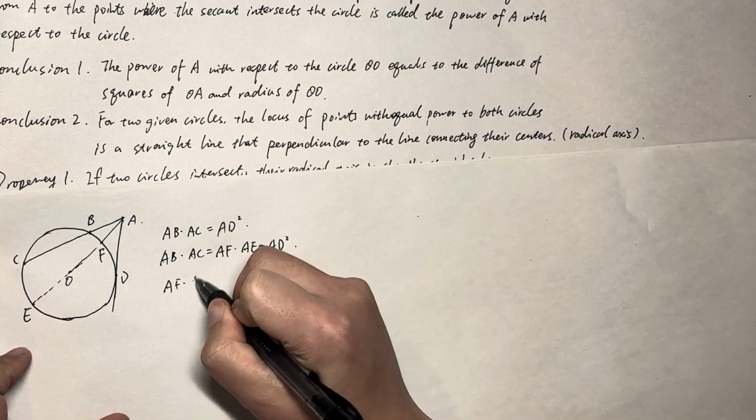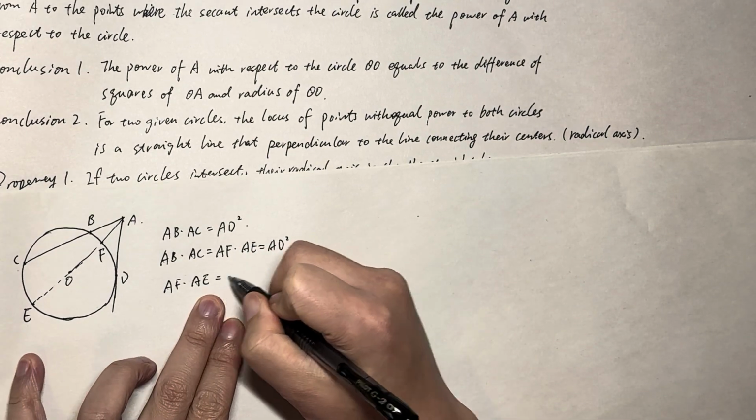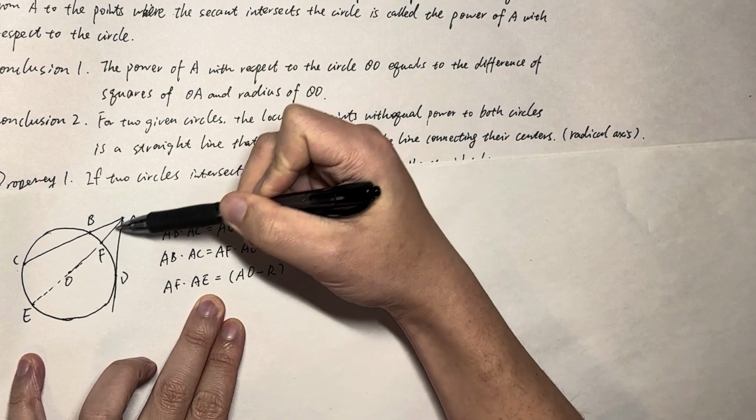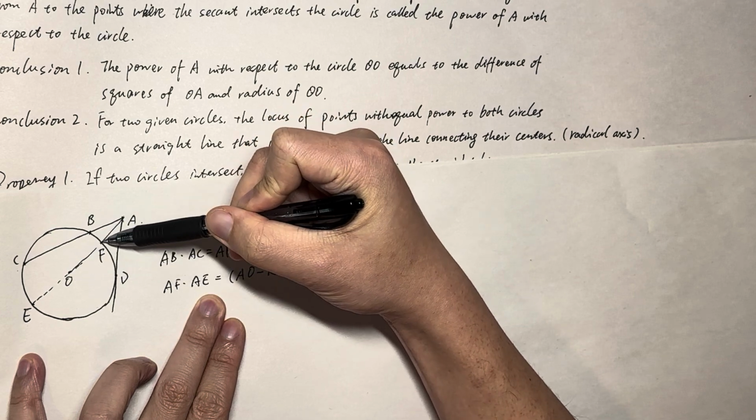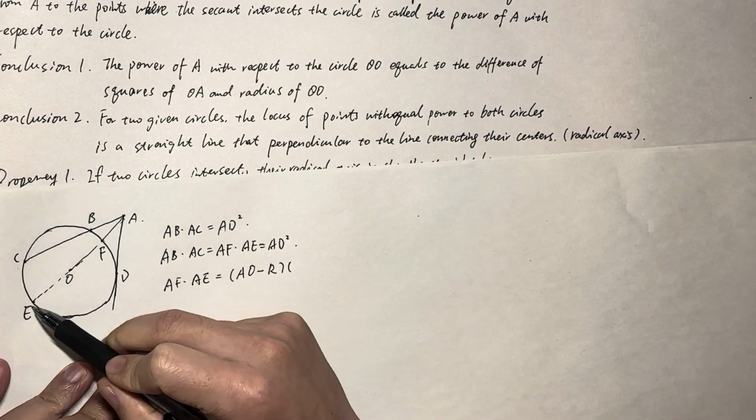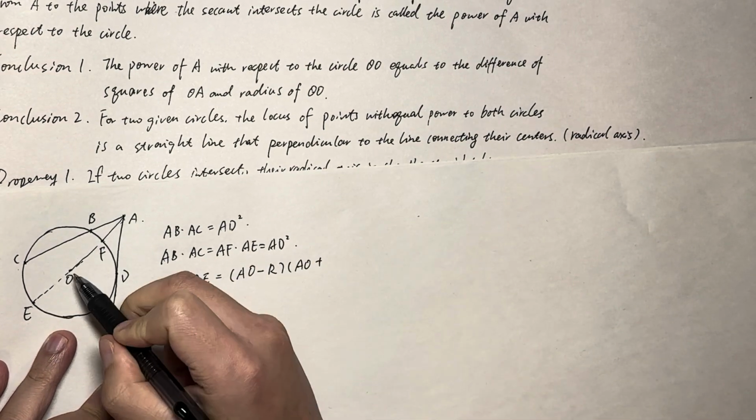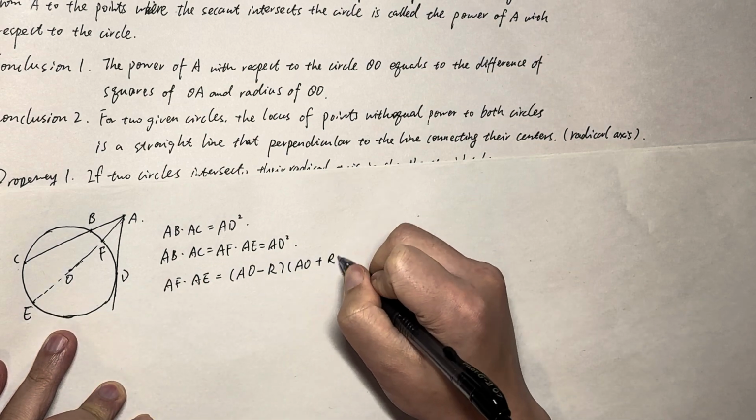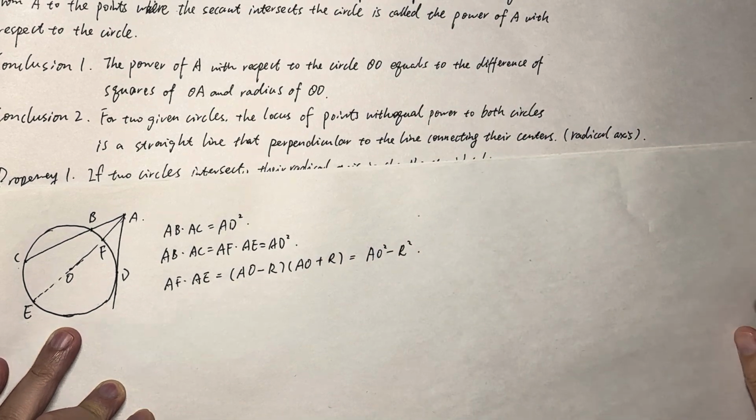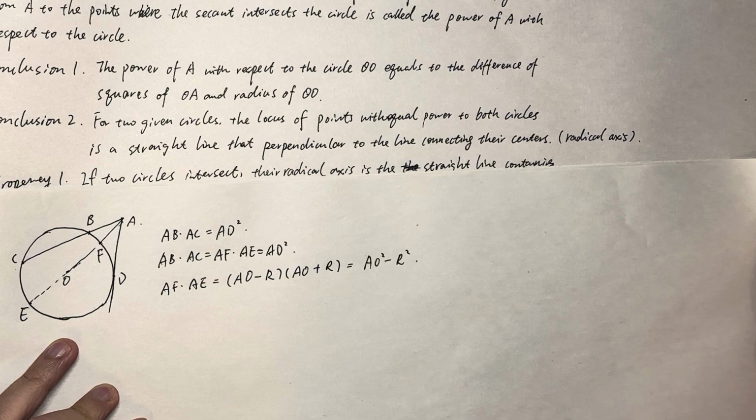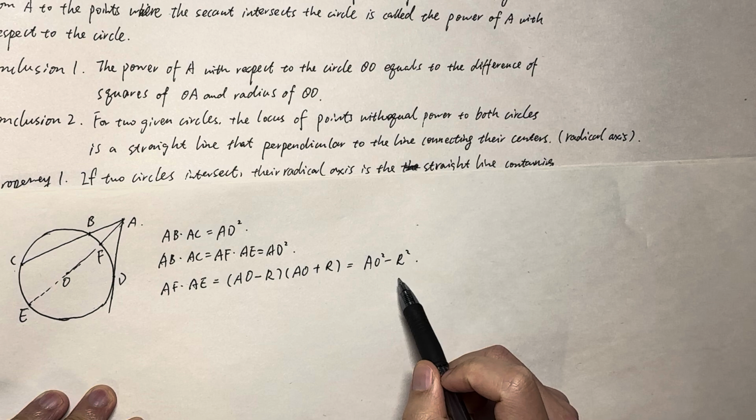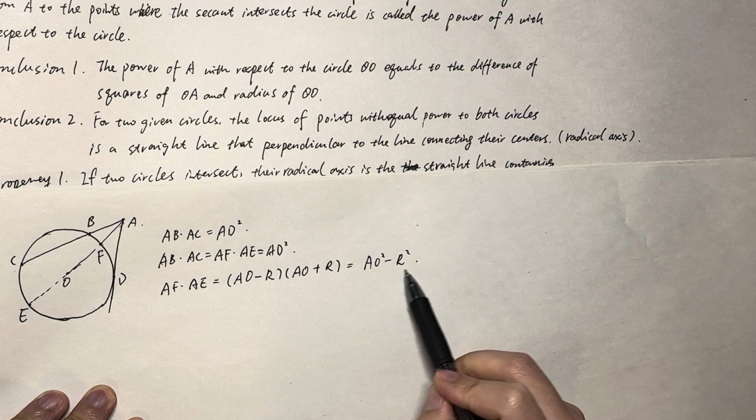And AF times AE can be rewritten as AO minus R, right? AF is AO minus OF, which is the radius R, times AE. What is AE? That is AO plus OE. OE is R, so AO plus R. So it equals AO squared minus R squared. Right, so that is saying the power of A with respect to the circle O equals the difference of squares of OA and the radius of circle O.